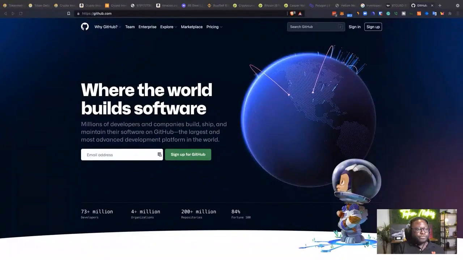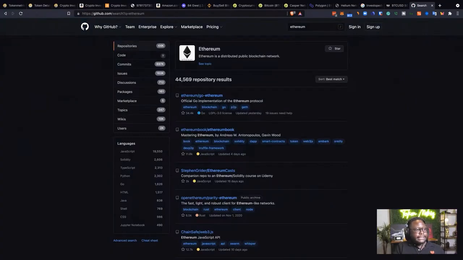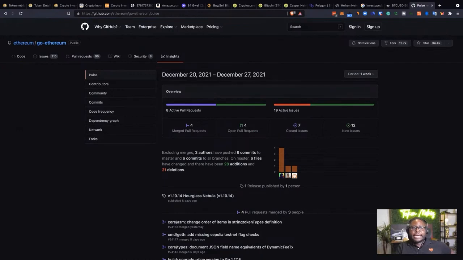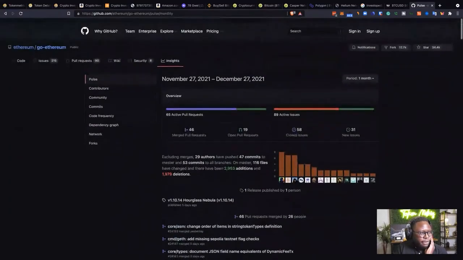So if we come here and look at a project like Ethereum, this is their GitHub page. And if we come here and look at insights, we can see how developers are voting on what blockchain will do well. If we look at the last activity for Ethereum on GitHub, the open source repository, this shows us how developers are actually interacting with Ethereum. So we have 29 authors that have pushed 47 commits to master, whatever that means, right?